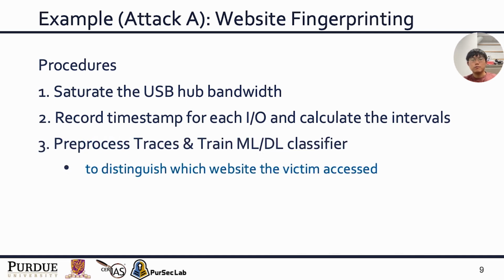The third step is to pre-process the traces and train a machine learning or deep learning classifier. With the trained classifier, we can identify which website the victim is accessing.